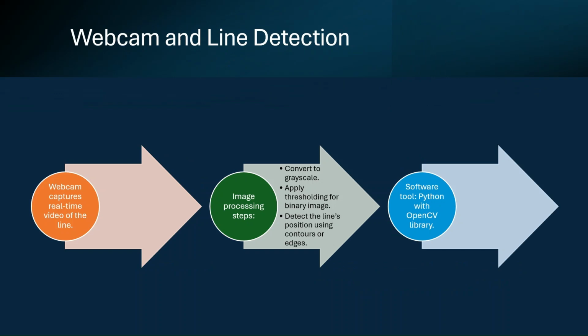And the software tool that we'll be using for this is the Python library called OpenCV. This library will help us use the webcam to then use the image processing so OP3 can see that line and only that line.